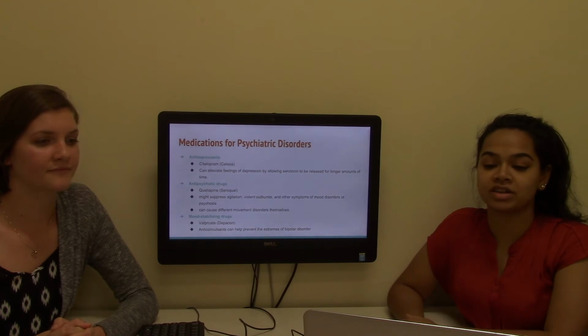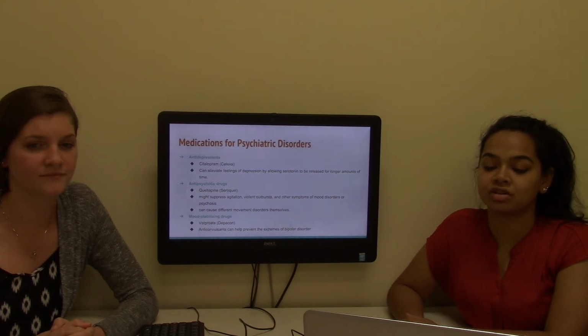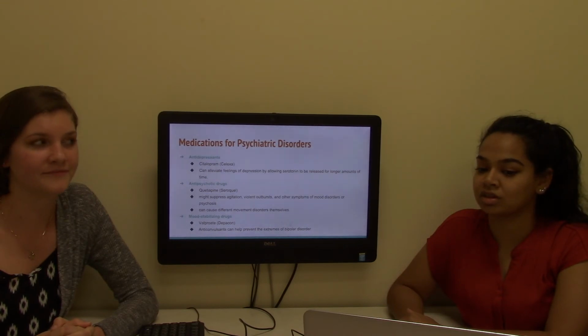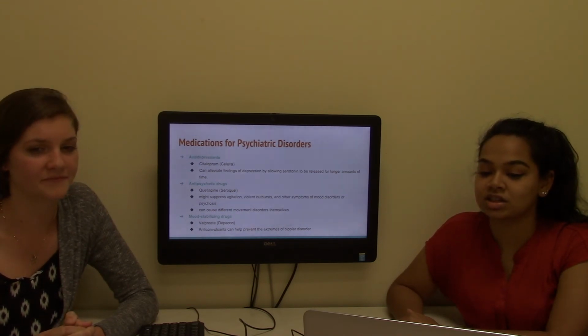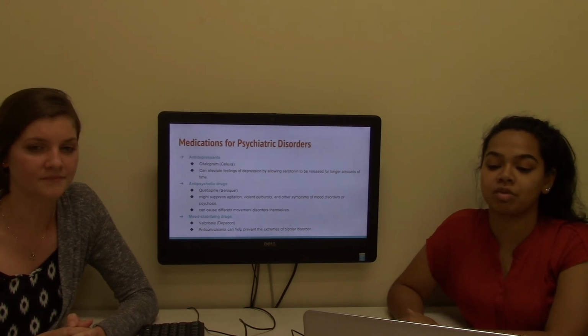Right. So antidepressants help alleviate the pain or the depression felt during Huntington's disease by releasing more serotonin and allowing it to be in the synapse for a longer time. Antipsychotic drugs suppress the violent outbursts associated with the disease, and the mood stabilizing drugs help prevent the extreme bipolar disorder.